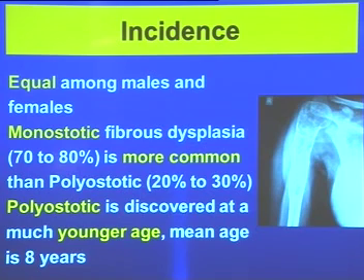The incidence is equal among males and females. Monostotic fibrous dysplasia is more common than the polyostotic variant, monostotic to the extent of 70 to 80% and polyostotic 20 to 30%. Polyostotic is the more aggressive form. Really it's not malignant, but what I intend to say is it's more aggressive. It is discovered at a much younger age, the mean age being 8 years in most series, that is the mean age of discovery.